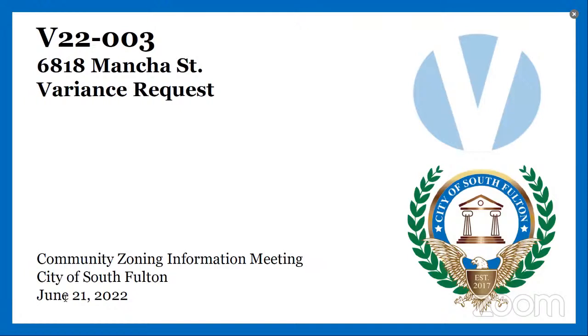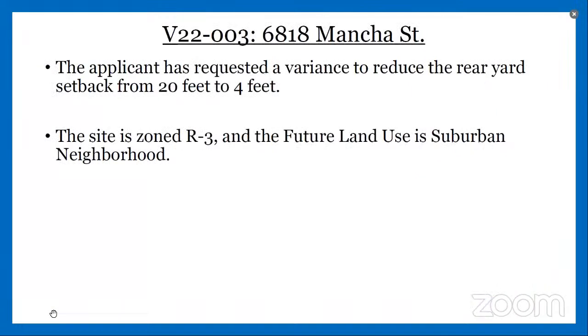All right, so the next case is another request for a variance. It's at 6818 Montrose Street. And next slide, the applicant is requesting a variance to reduce the rear yard setback from 20 feet to 4 feet. The site is zoned R3.